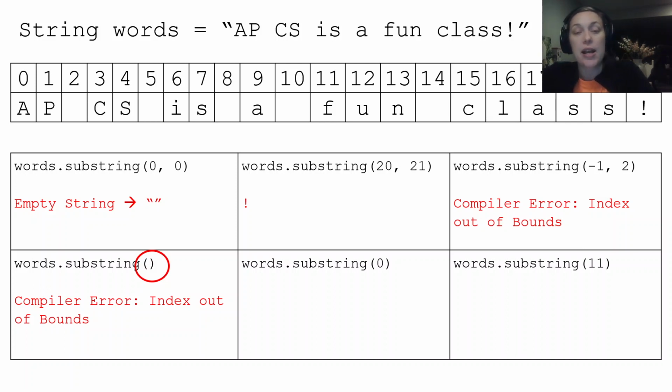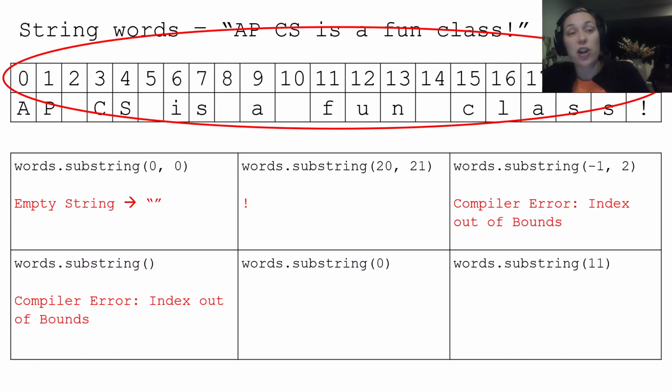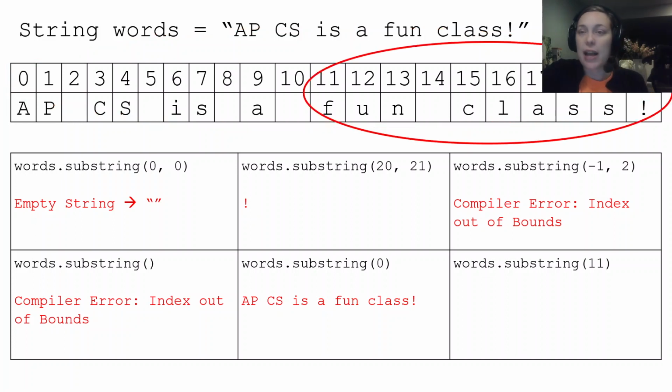Okay. If I just have the 0, that means I start at 0 and go all the way to the end. So dot substring 0 is how you get the entire string back. And then again, dot substring 11, fun class, exclamation mark, all the way to the end there.